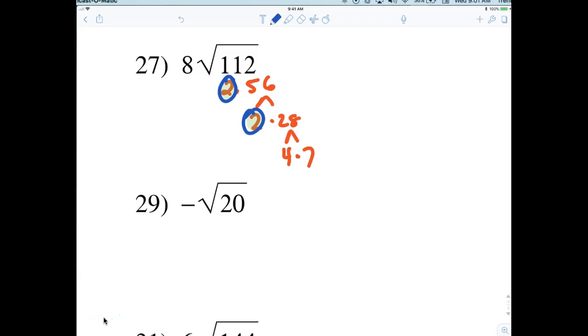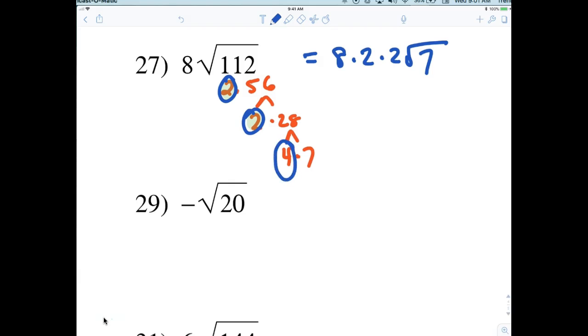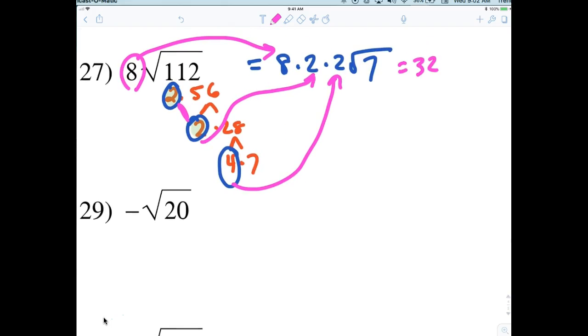All right? So my answer now, please watch. 8 times 2 times 2 times radical 7. What did you do with the 4? The square root of 4. Watch me now, please. Very, very important. This square root of 4 is this 2 right here. These 2 are this 2. This 8 is that 8. And they all come out as multiplication. So 8 times 2 times 2 is 32 radical 7.